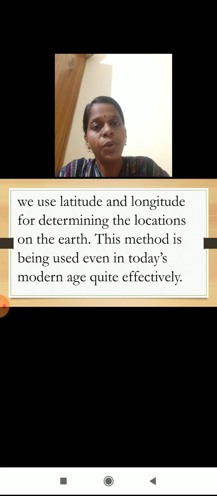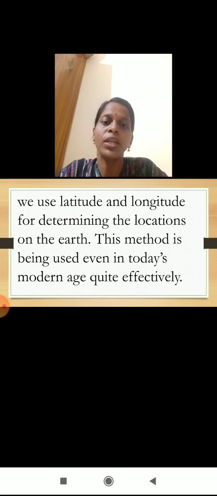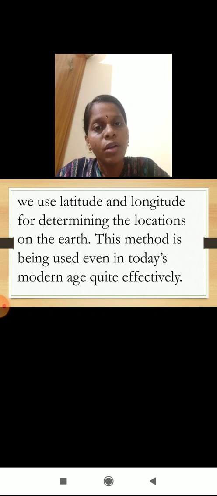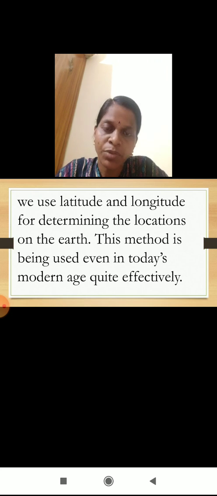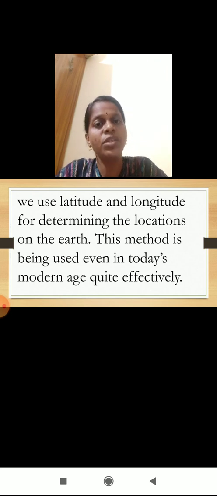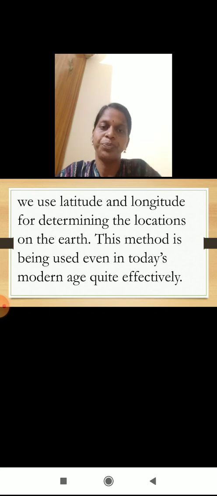We use latitude and longitude for determining the location on the earth. This method is used quite effectively even in today's modern age. Children, when we are traveling, usually we start with GPS. It's a modern method to reach a place as early as possible. We turn on the GPS mode and all the modern technology. That is what we are learning, because of this we are reaching places faster, with the help of latitude and longitude.